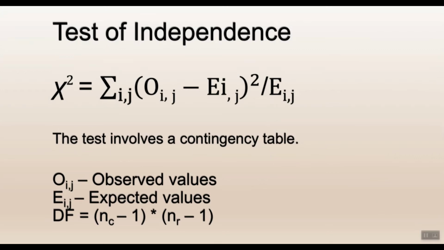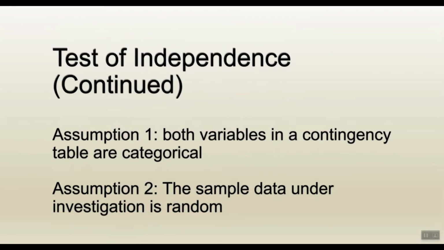The test involves a contingency table. Oij is the observed value at row i and column j. Eij is the expected value at row i and column j. df is my degree of freedom, which equals the number of columns minus 1 times the number of rows minus 1. I have two assumptions here. First, both variables in the contingency table are categorical. Second, the sample data under investigation is random.